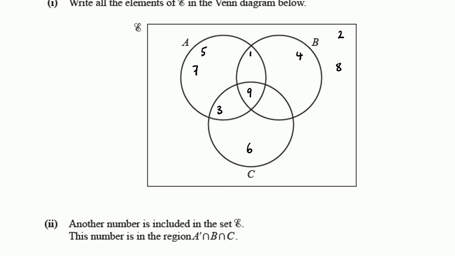Now we're going to include another number in the universal set. This is in the region not A and B and C. So we're looking for a part of this Venn diagram which satisfies that condition. We must not be in A. We must be in B, and we must be in C. So we're looking over here at this part of the Venn diagram. That's in B and C, and it's not in A.